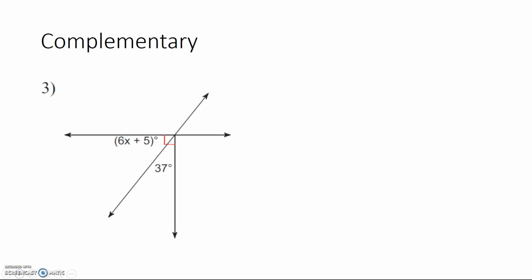So what does it look like in a problem? How does that help me solve? On today's assignment, you have a problem that says find the value of x and also find the actual measurement of the angle. Here they give us a 90-degree angle, so I know this is a complementary problem. This angle plus this angle together add up to 90. So I add both of those together: 6x plus 5, plus the other 37. Because it's complementary, it's going to give me 90 degrees.